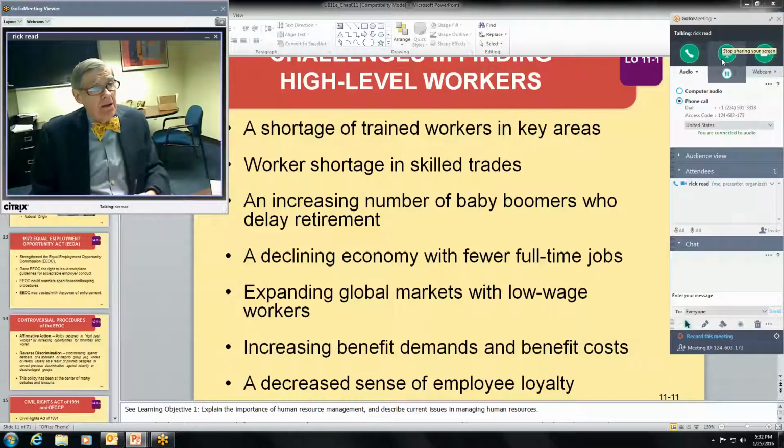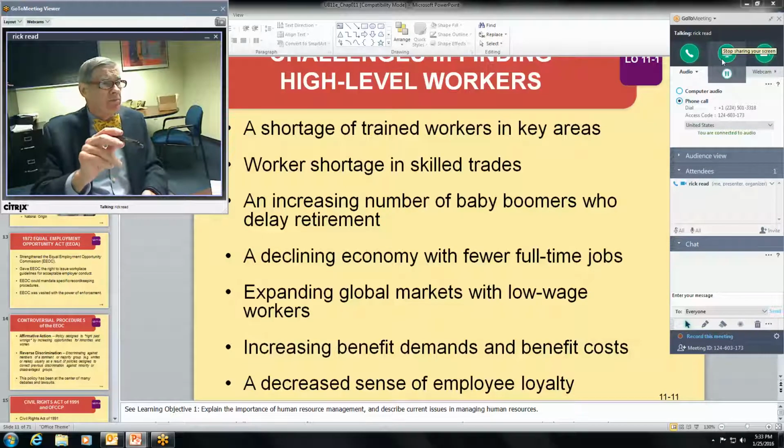Now, we don't have a declining economy with fewer full-time jobs. We added last year, we being the economy in the United States, business in the United States, added over 2 million jobs to the economy. That is not a stagnant economy. You have to remember when this text was put together, we were still crawling out of the recession. So it probably is something that should have been changed and was not. We always find those things. Now, we do have increasing benefit demands and benefit costs, but that does not go to employment. That goes to the government.